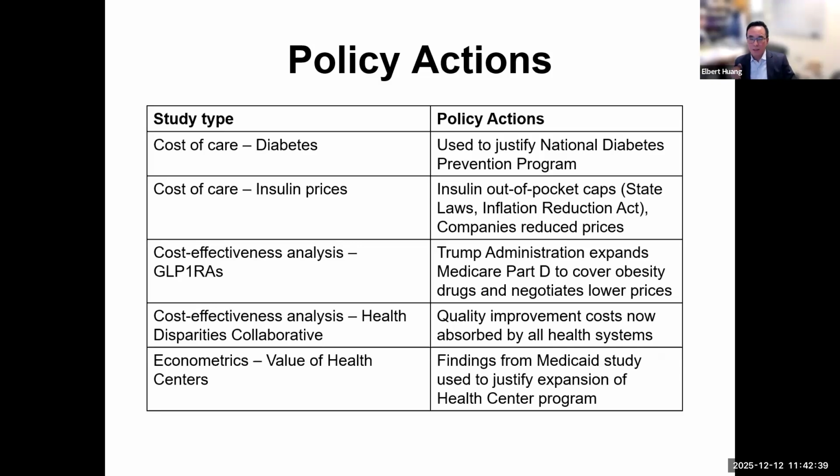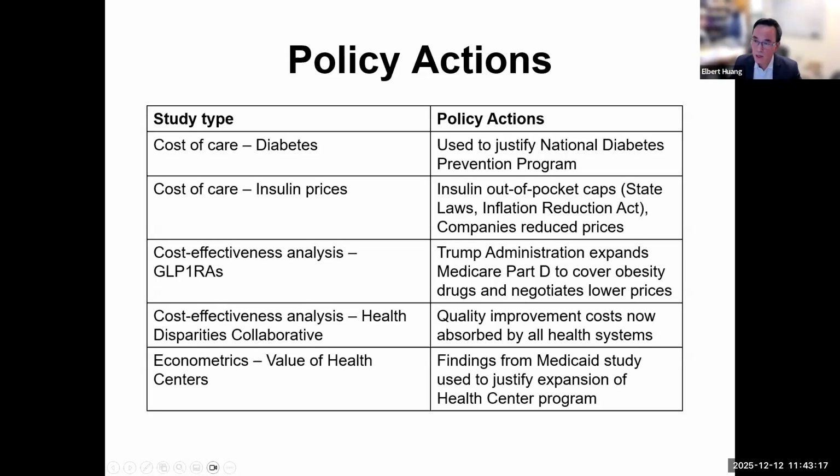But bottom line is the first paper I showed you really was a call to action for a lot of people, and it was used to justify the formation of the National Diabetes Prevention Program. It did not, in the end, reverse the trends that we see today, but it did lead to some action, but maybe not enough. The cost of care insulin price paper, which again was a simple letter using publicly available data, led to a lot of legislative action at the state level, federal, and the companies voluntarily reduced their prices.